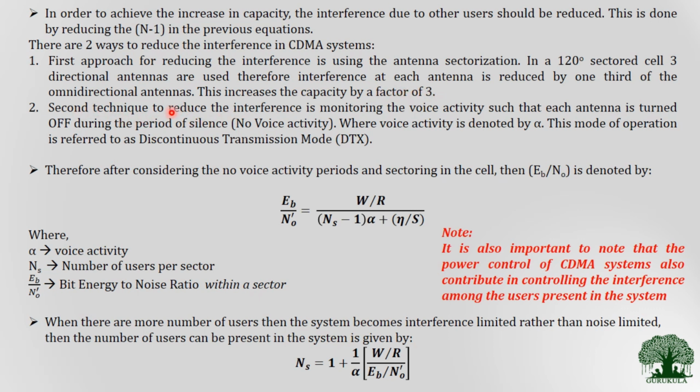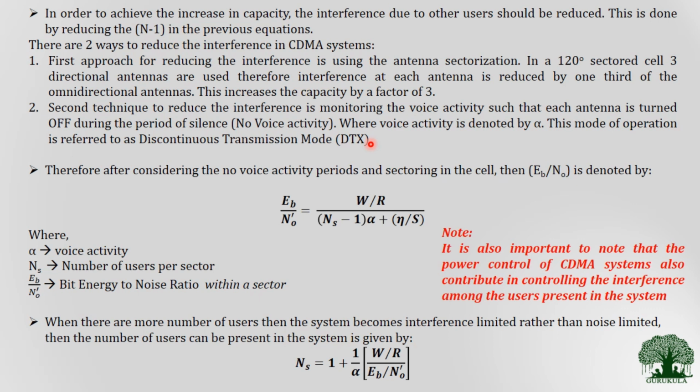The second technique used to reduce the interference is monitoring the voice activity, such that the transmitter is turned off during the period of silence. When a particular user is on a call and is not talking, then the power levels to that particular user can be brought down, or in other words, I can turn it off during the periods of silence. The voice activity is denoted by the term alpha, and this mode of operation is referred to as discontinuous transmission mode, that is DTX. So we try to keep the system at low power whenever there is no signal transmitted.